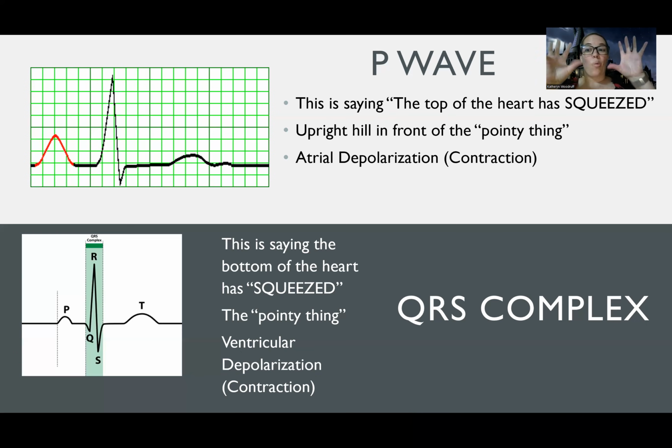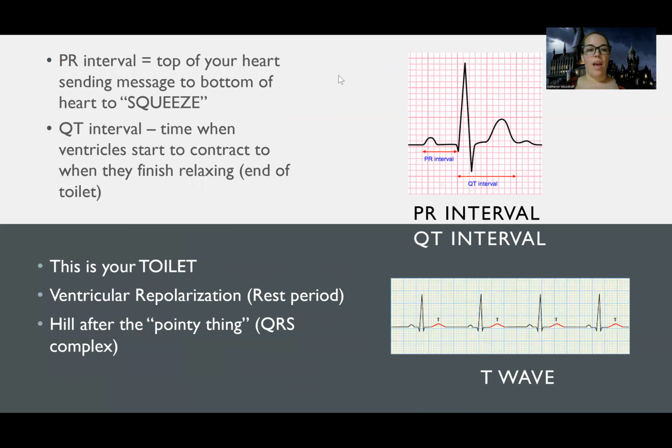They're the ones that are really pumping that blood to push it out to the most important places, especially when we're talking about the left ventricle, super important. So for everyone who has normal electrical activity, they should have this first hill, that's the P wave, saying the top of the heart has contracted. They have a QRS complex, or a pointy thing, that says the bottom of the heart has contracted.